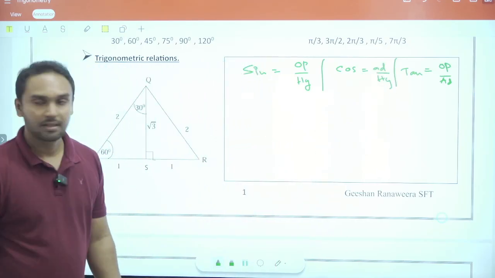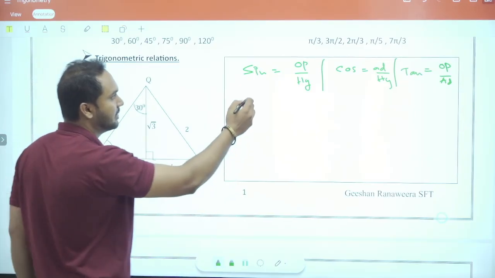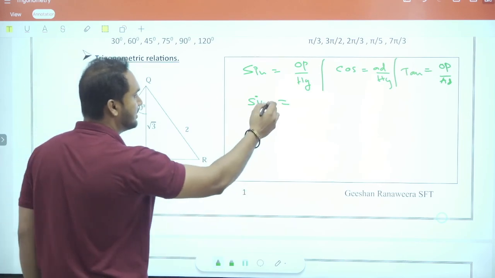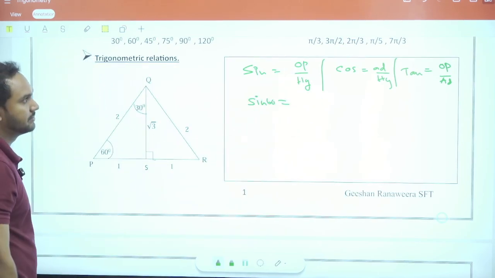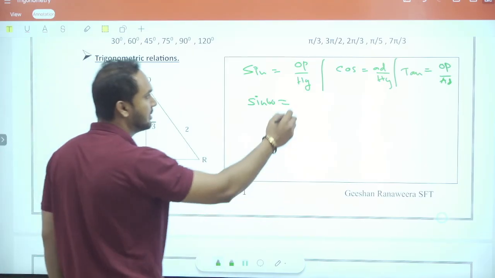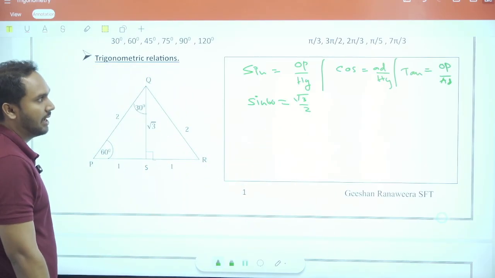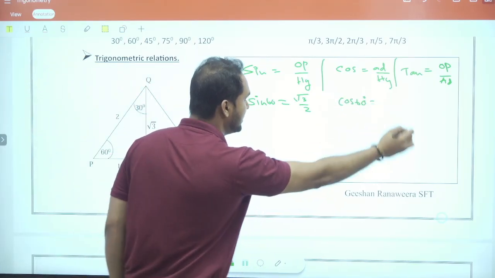Right, so shall we apply the values faster? For sine 60, using the triangle, sine 60 is what? Sine 60 is opposite over hypotenuse, that is root 3 over 2. And cos 60? Cos 60 is what?